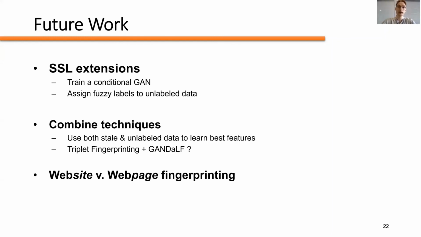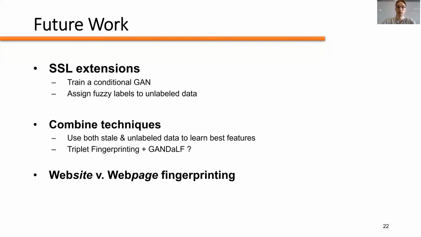Finally, there exists a number of interesting directions that could be built on this research in the future. The semi-supervised learning structure of GANDALF could be extended using a conditional generator. This may allow the generator to produce more convincing fake samples that lead to the discriminator finding more robust features. Additionally, unlabeled data may be taken advantage of by assigning fuzzy labels and could be used to augment the size of the labeled data set, although it's yet to be seen how effective these additional techniques would be.